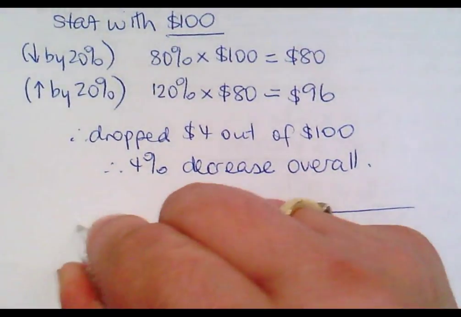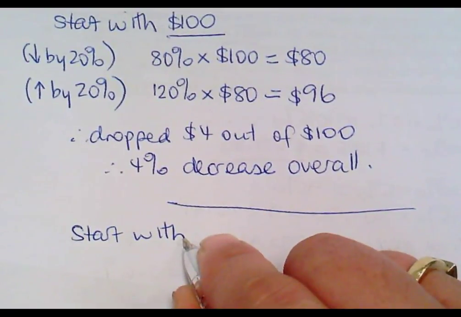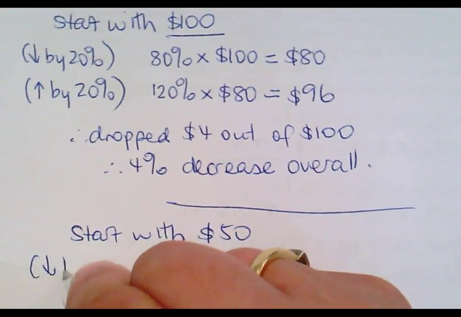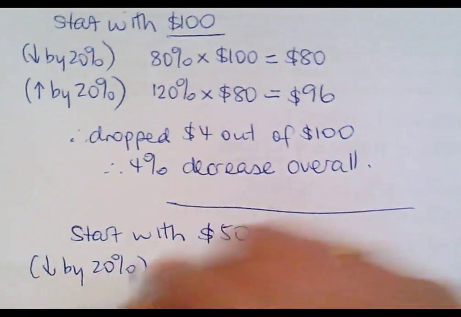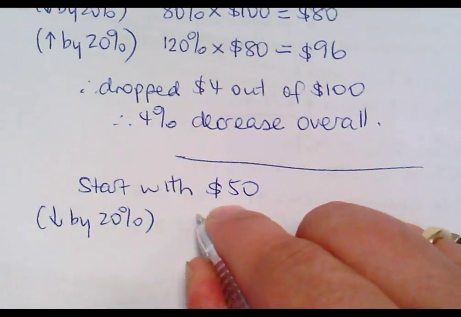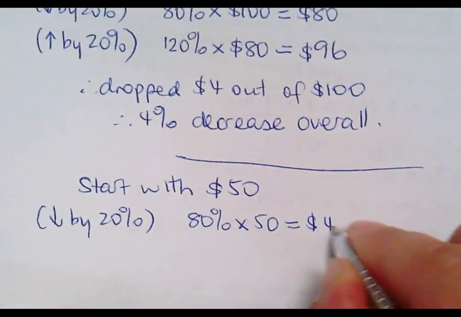If you don't want to, you can start with $20, $50. I don't care, whatever you start with. $50. Let's go. Decrease by 20%. Do I need to do this one now or you're okay? All right, I'll just do it quickly. 80% of 50, I think that's $40.